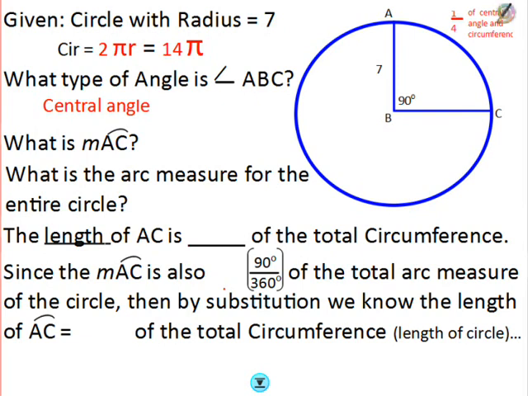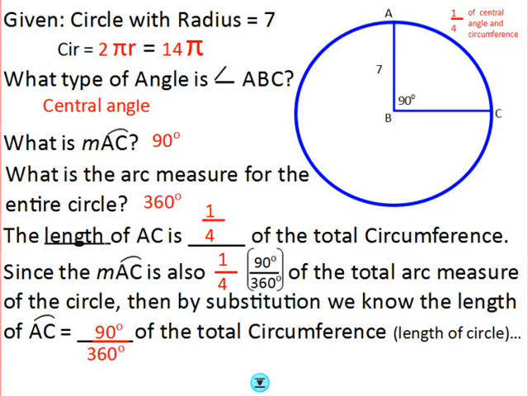What is the measure of the arc AC? Well, the measure of the arc AC is 1/4 of the circle, since it's a central angle. This arc is 90 degrees. What is the arc measure for the entire circle? The arc measure for the entire circle is 360 degrees. This arc is 1/4 of the whole thing. The length of AC is 1/4 of the total circumference. Since the measure of the arc AC is also 1/4, or 90 over 360, of the total arc measure of the circle, then by substitution, we know the length of AC is 90 degrees over 360 degrees of the total circumference.